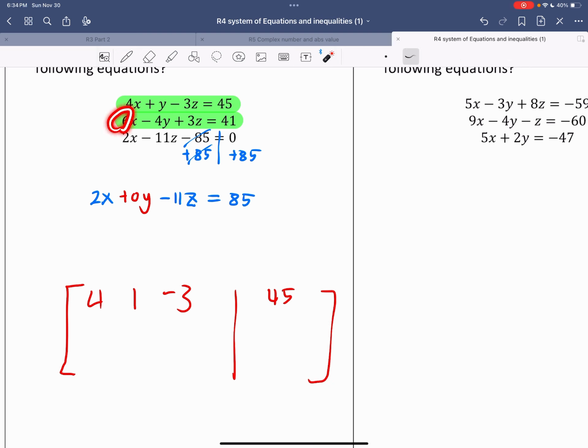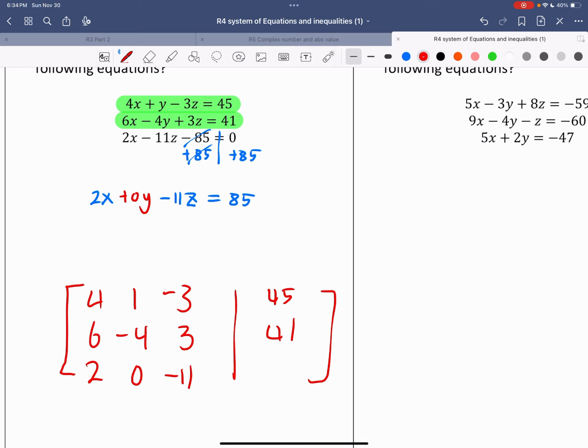Next, I have a 6 here, negative 4, and positive 3. So I'm going to put 6, negative 4, positive 3 equals 41. Last one, I had to move around. So this is what I'm going to use. It's going to be 2, 0, because I don't see any y. So I'm going to put 0, and then negative 11. 2, 0, negative 11, and it should be equal to 85.